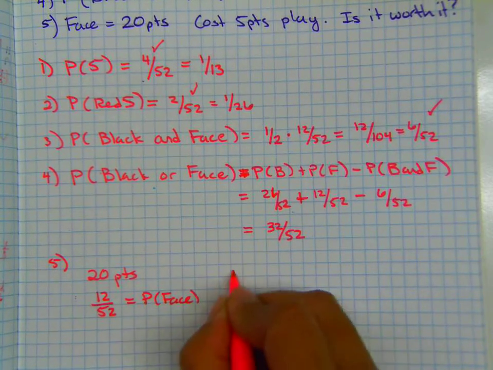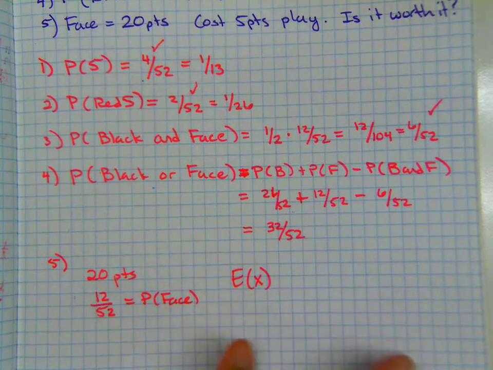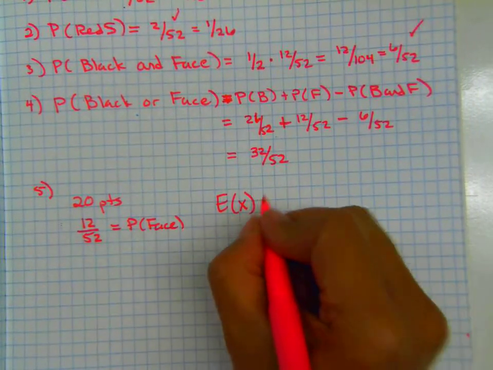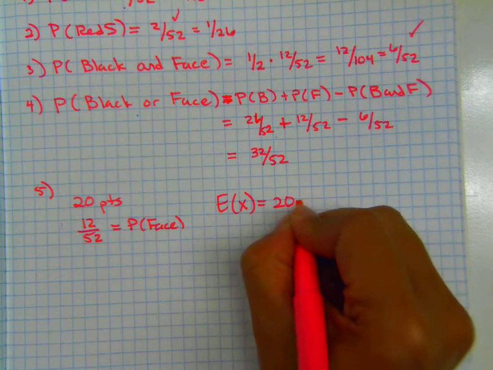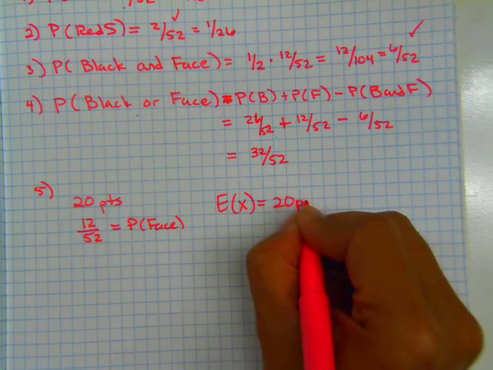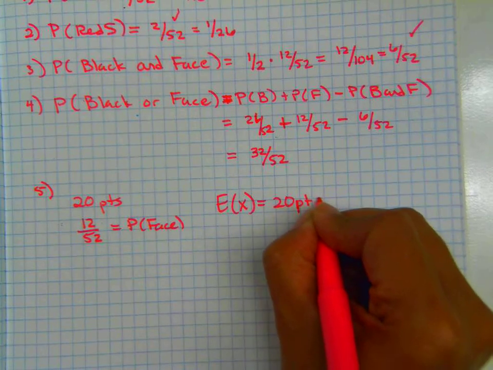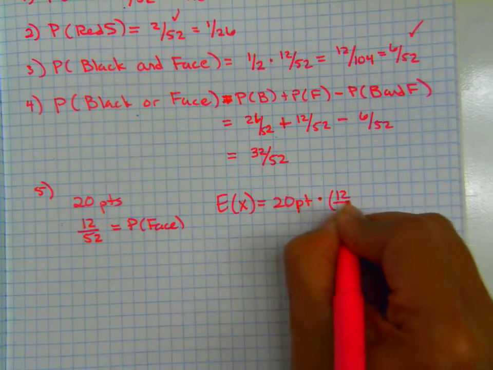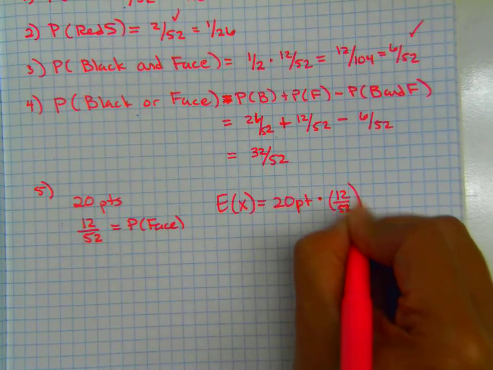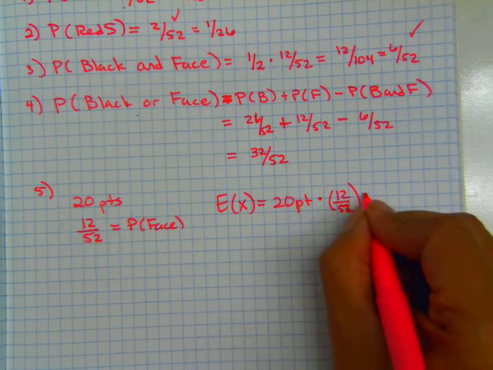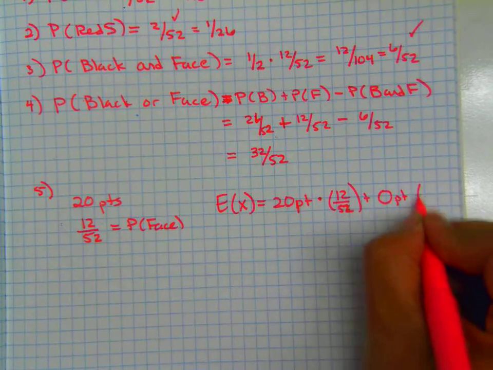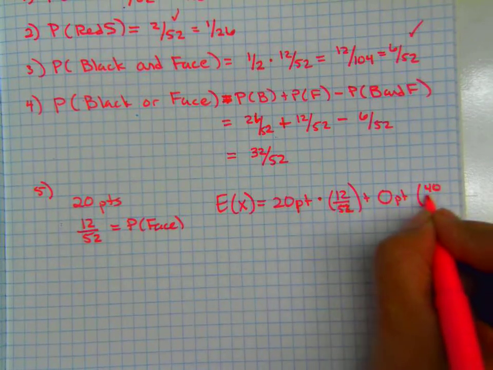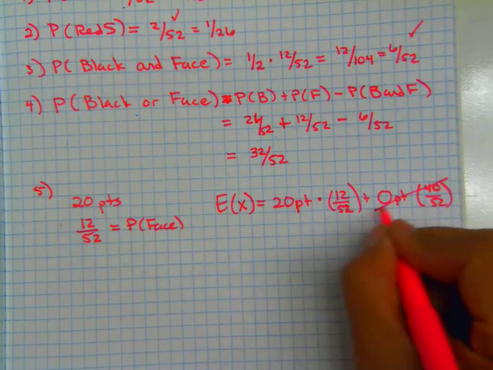Remember, expected value is calculated by taking the probability times the value. So actually this is the value. So 20 points times the probability. Well, there's another situation. I could get no points. I don't need to write it, but I just want to show you that's where the rest of the probabilities would be. So this would be 40 out of 52. This is just going to be 0.